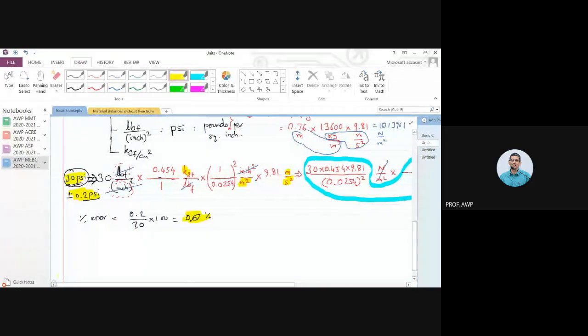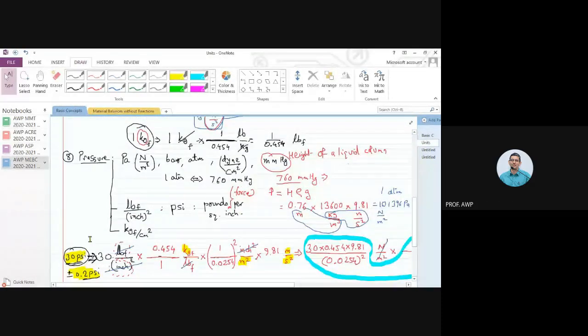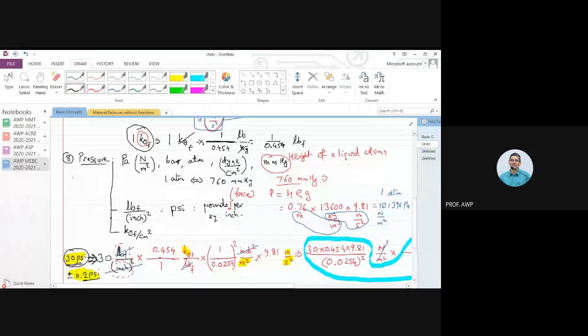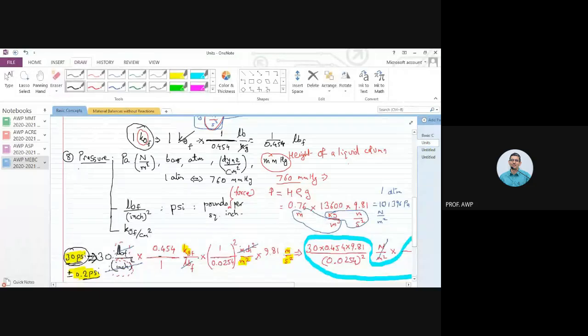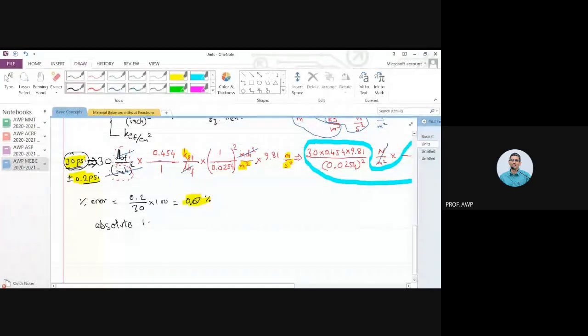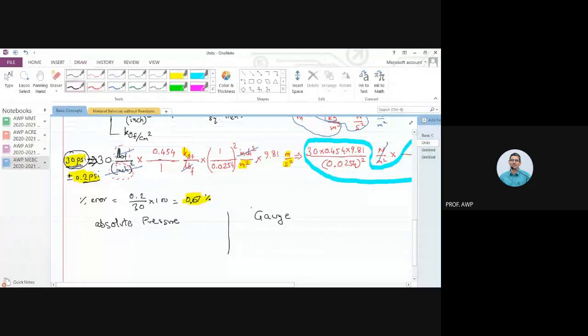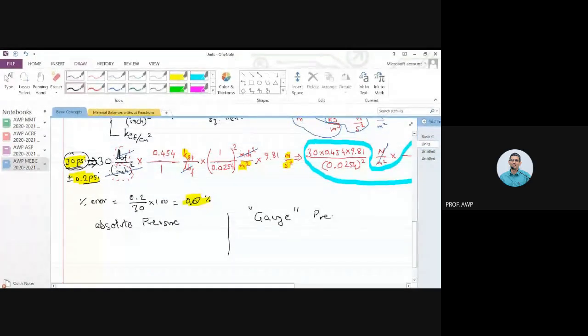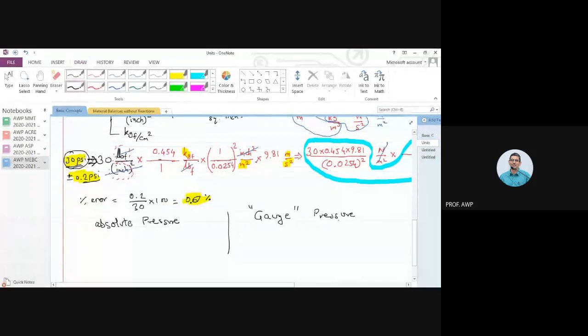Okay. The next point when we talk about pressure is that there are two kinds of pressures we talk about. We talk about absolute pressure, and we talk about gauge pressure, the pressure that would be indicated by a pressure gauge. I'll just tell you the difference.